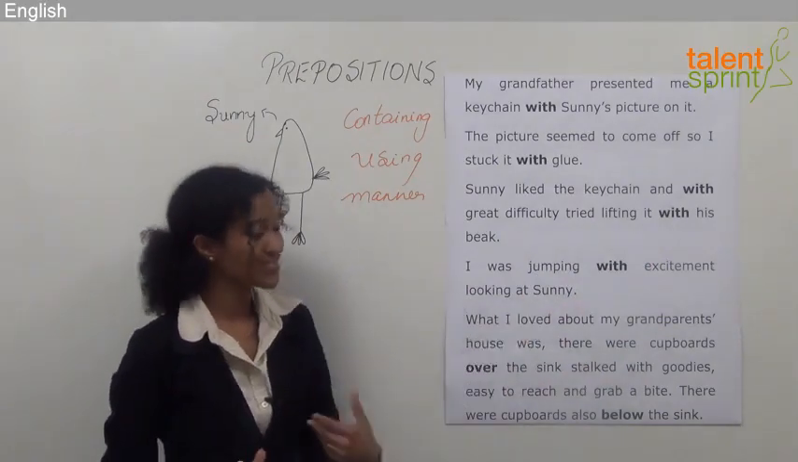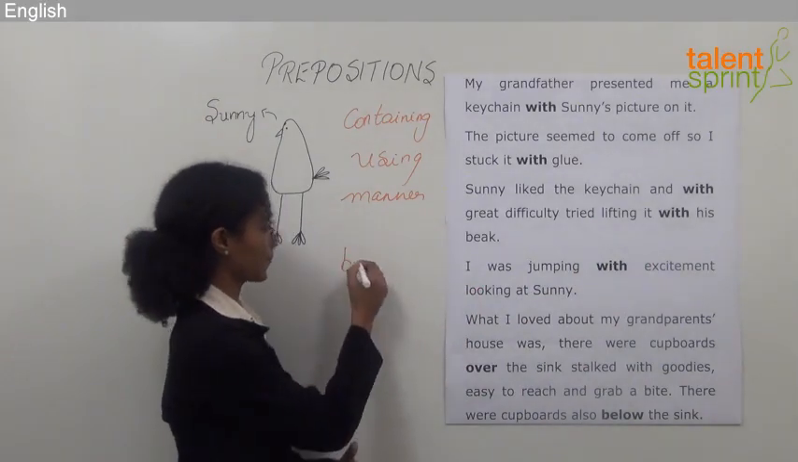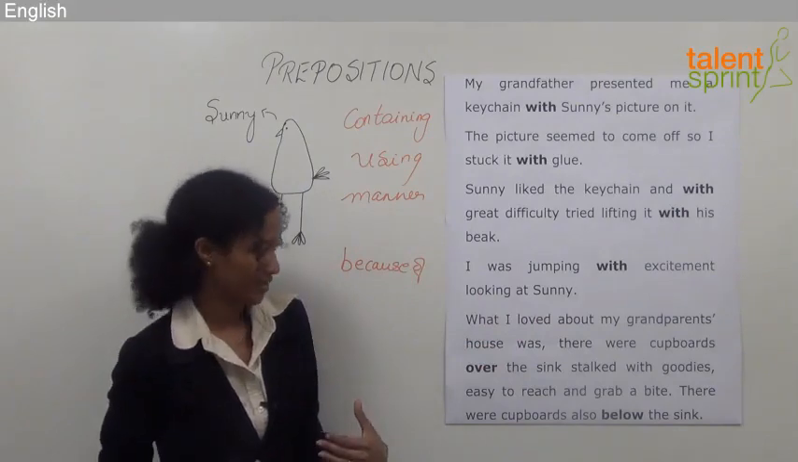I was jumping with excitement looking at Sunny. Here, with denotes because of. Why was I jumping? Because I was excited looking at Sunny.